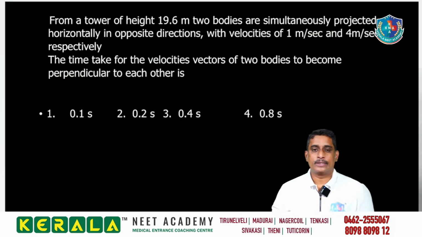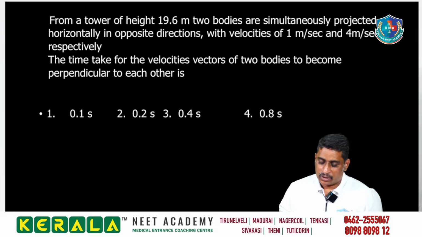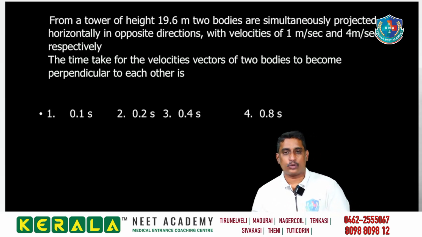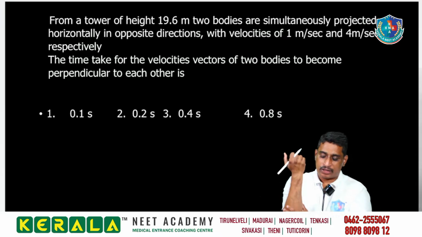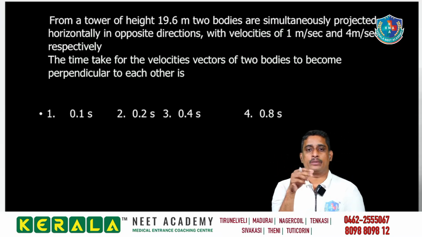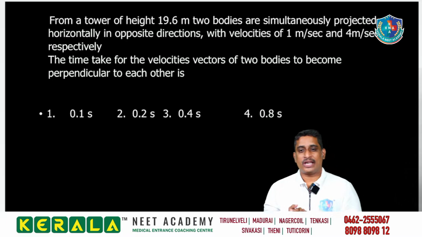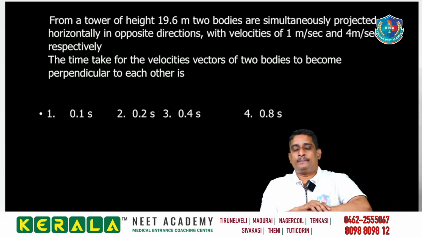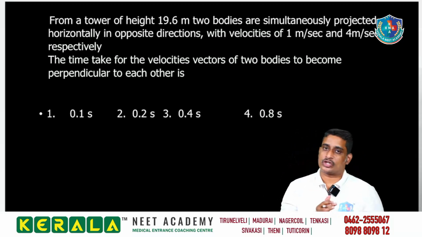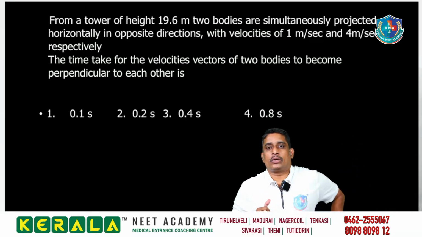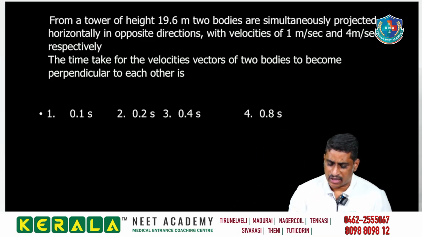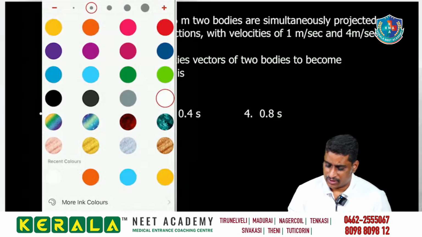Okay, look at this part. From a tower of height 19.6 meters, two bodies are simultaneously projected horizontally in opposite directions with velocities 1 meter per second and 4 meter per second respectively. The time taken for the velocity vectors of the two bodies to become perpendicular to each other, they are asking us to calculate. I have taken this simple numerical to explain one important point. If two vectors are perpendicular to each other, their dot product will be equal to 0. So this question is based on that concept, and the other part relates to projectile motion.